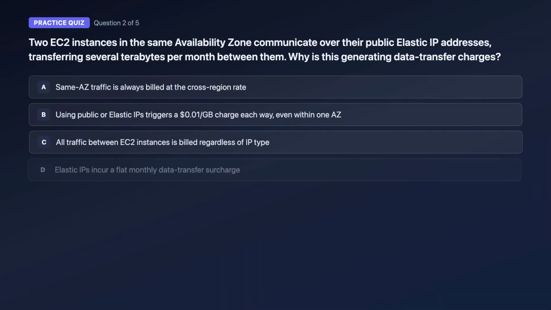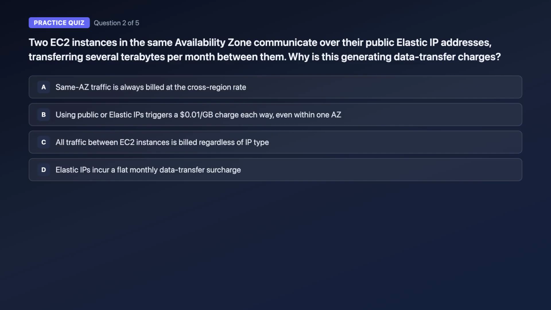Question 2. Two EC2 instances in the same availability zone talk to each other over their public elastic IP addresses, moving several terabytes a month between them. Why is this generating data transfer charges? Is it A, same AZ traffic is always billed at the cross-region rate?